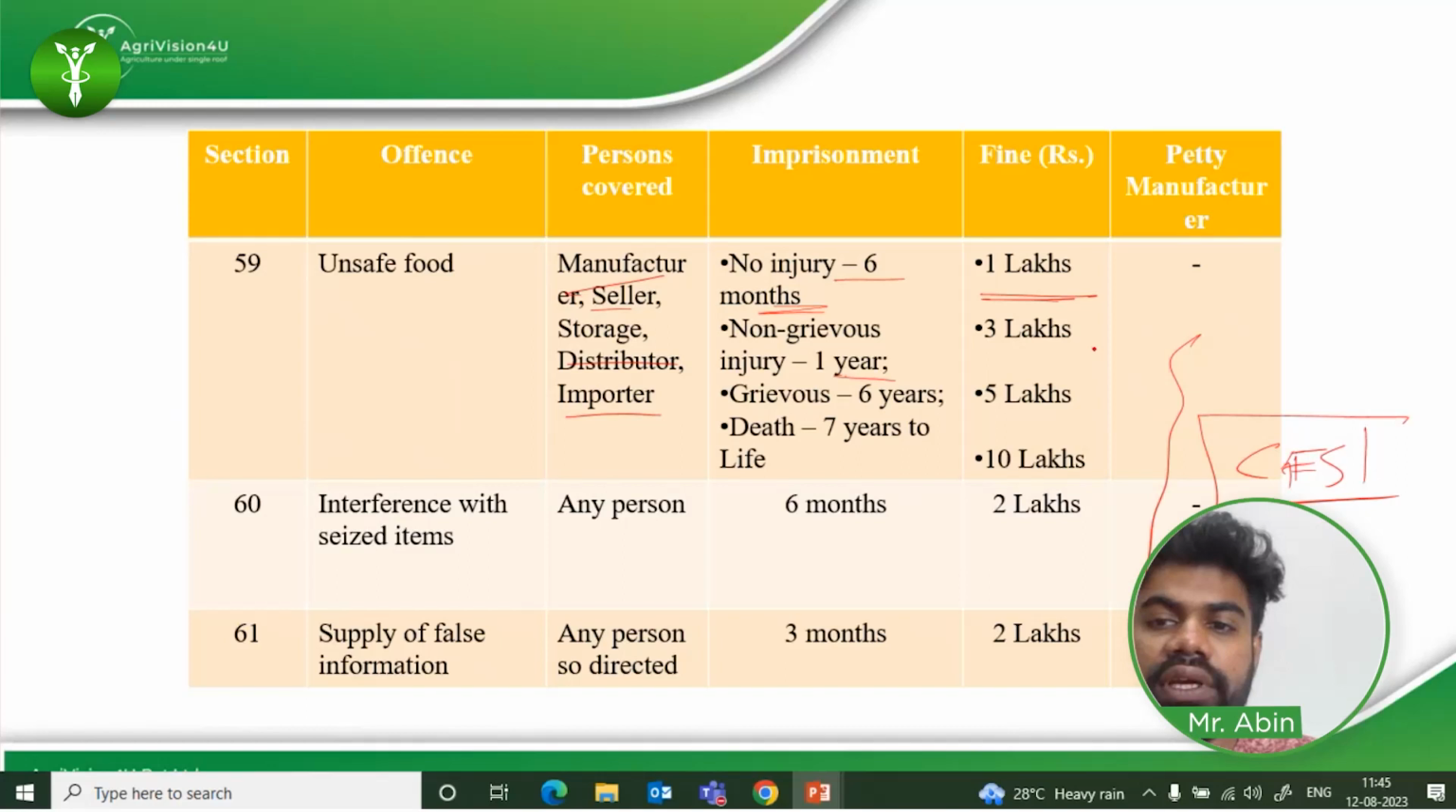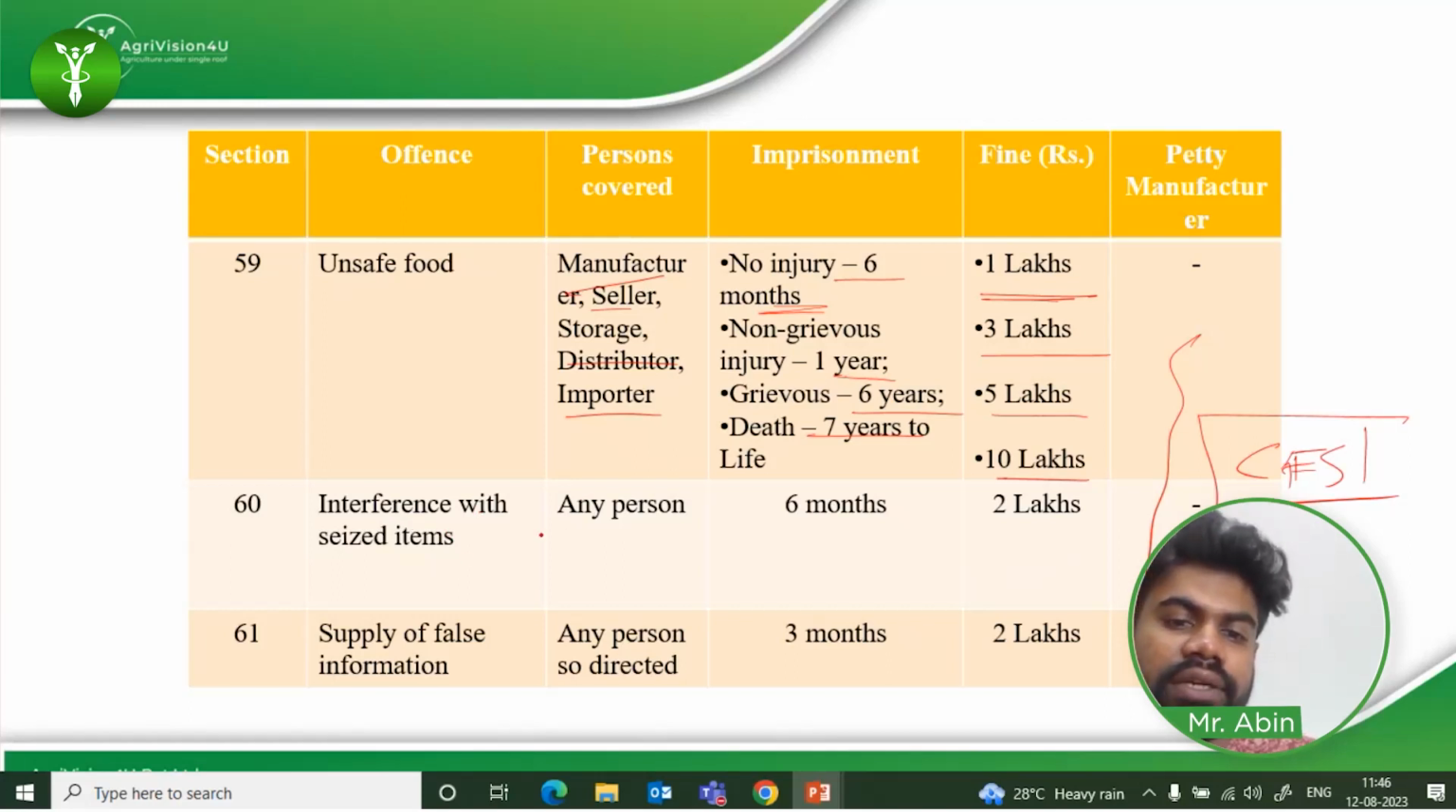Non-grievous injury, 1 year, 3 lakh. Grievous injury, 6 years, 5 lakh. Death, 7 years to life imprisonment, and 10 lakh rupees. So just try to remember this: 6, 1, 1, 3, 6, 5, 7, 10. Make some mnemonics and try to learn this by heart.